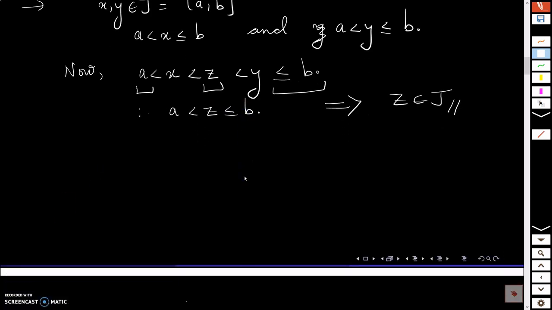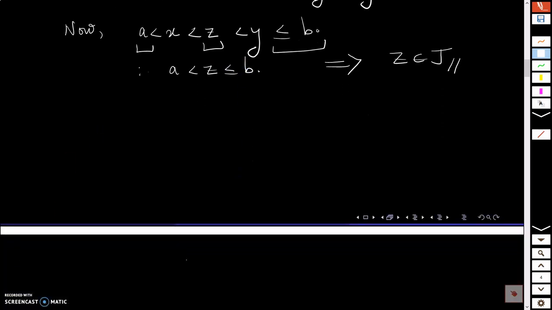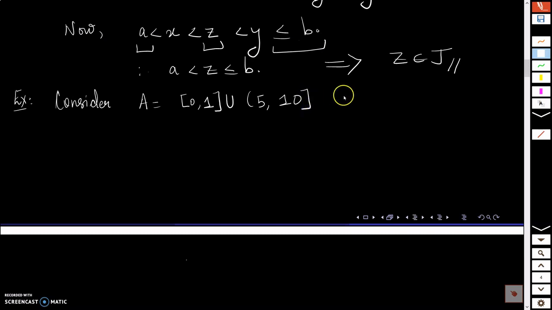Now let's look at a subset of R. Let me pick up one subset of R and let's check whether it's an interval or not. So you consider one subset A of R which is defined as this. Let A be equal to closed interval 0, 1 union with, let's say, 5 comma 10, closed at 10 or anything for that matter. So this is a subset of R, and we want to check whether this subset A of R is an interval or not.